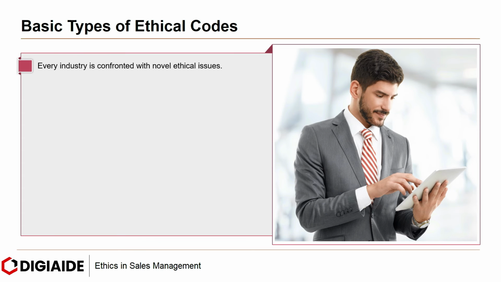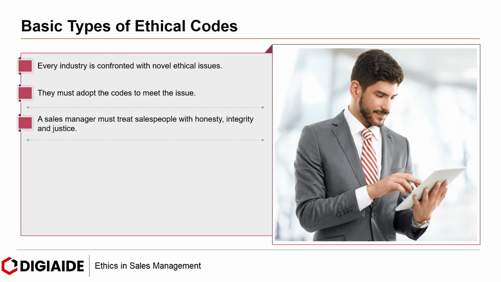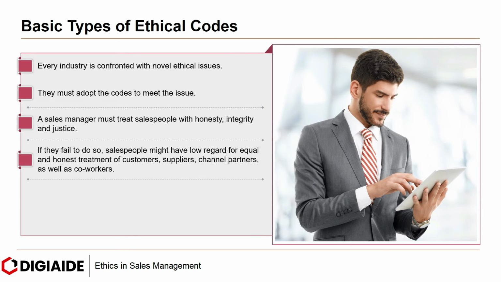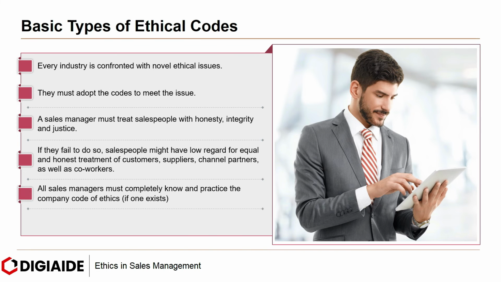Moving on, every industry is confronted with novel ethical issues. They must adopt the codes to meet the issue. A sales manager must treat salespeople with honesty, integrity, and justice. If they fail to do so, salespeople might have low regard for equal and honest treatment of customers, suppliers, channel partners, as well as co-workers. All sales managers must completely know and practice the company code of ethics, if one exists. This enables the salespeople to follow it as well.